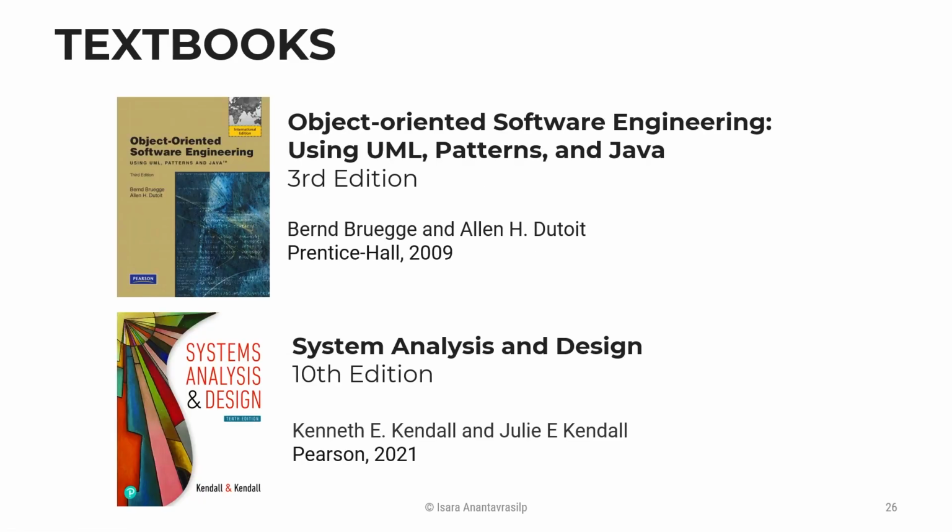This book is going to be a little bit difficult to get: Object-Oriented Software Engineering Using UML, Patterns, and Java by Bernd Bruegge and Allen Dutoit. This is the book from my own professor. He didn't pay me for advertisement, but what I teach here, what I learned, also follows this book. And the last one is Systems Analysis and Design by Kendall and Kendall. This is quite recent. You can also buy this book in Thailand.